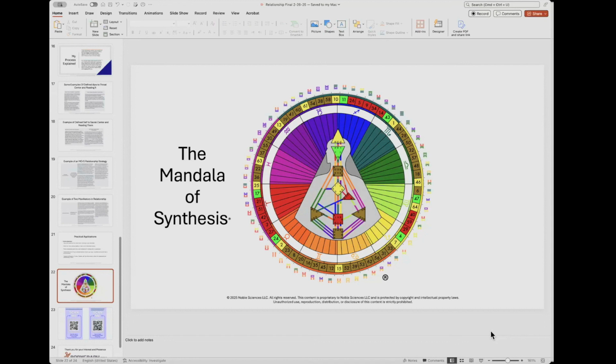We have Stephanie's question there in the chat. I don't know if you could see it. One person has Chiron in 25 and the North Node in 51. The other has Chiron in 51 and 25 undefined. Okay, so it's a compromise situation.